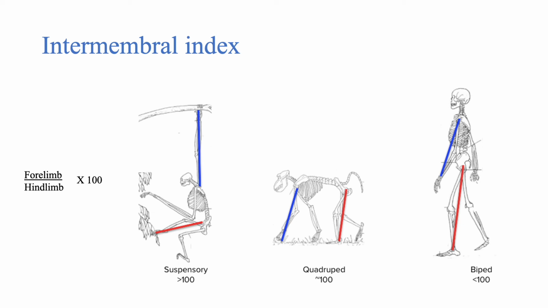Suspensory primates use their arms a lot, and because of this, tend to have relatively long arms. Quadrupeds use both their fore and hind limbs a lot, which means they tend to be around the same length. Then bipeds, like humans, rely more on our legs than on our arms, and so we have relatively long legs when compared to our arms.